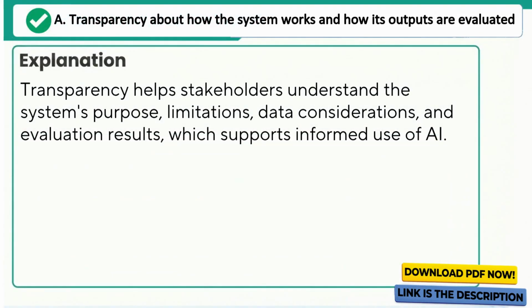Correct answer. A. Transparency about how the system works and how its outputs are evaluated. Explanation. Transparency helps stakeholders understand the system's purpose, limitations, data considerations, and evaluation results, which supports informed use of AI.